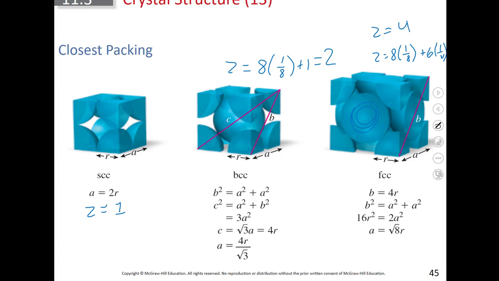So those are the 3 numbers you need. For a simple cubic, you need to know it has the mass equivalent of 1. For a body-centered, it has the mass equivalent of 2. And face-centered, it has the equivalent of 4 atoms.